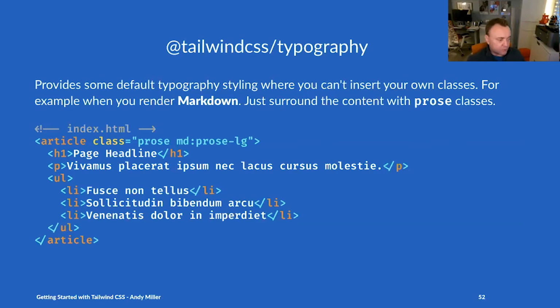And of course, this is all modifiable and customizable if you need to. Also, I did want to show this MD Prose LG. So aside from Prose, which is the main class for typography, there are some variations which are useful for larger breakpoints. So you might want to say, okay, the Prose size is fine for smaller devices, but as you get to larger devices, I want to use the Prose-LG sizes. So you're just using a breakpoint there.